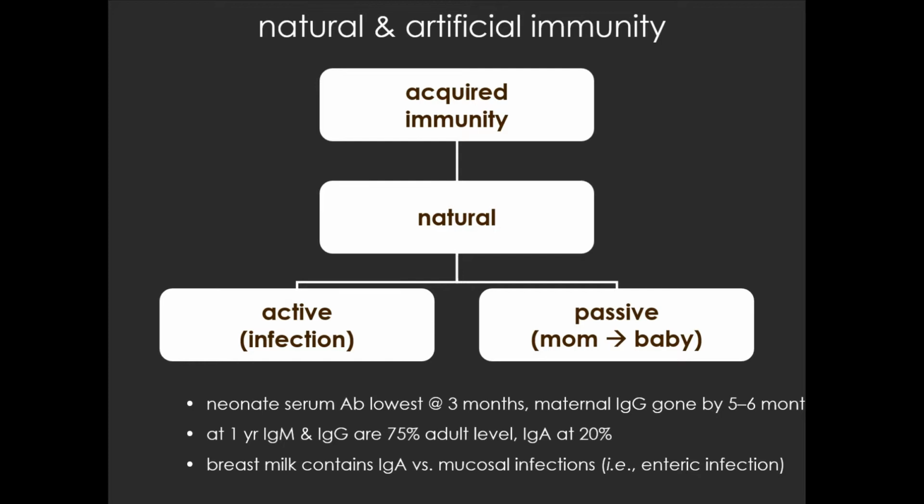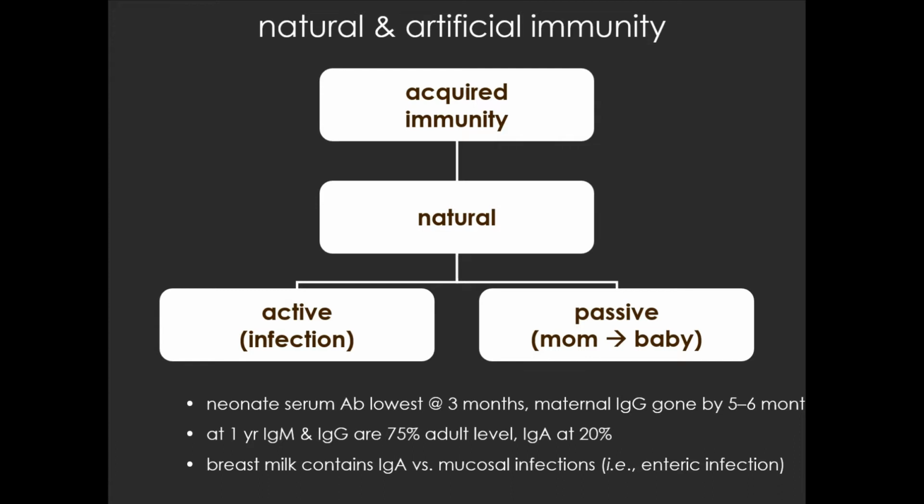So the neonatal serum antibody level is lowest at 3 months, and by 5 to 6 months, there is no longer any IgG circulating in the baby's bloodstream, and that happens regardless of whether the mother is breastfeeding or not. And the reason for that is because human beings do not have any mechanism to transfer these IgG antibodies from the gastrointestinal tract through the epithelium of the intestine and into the bloodstream of the baby.